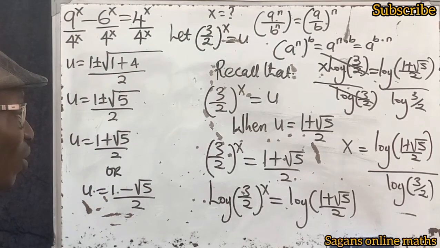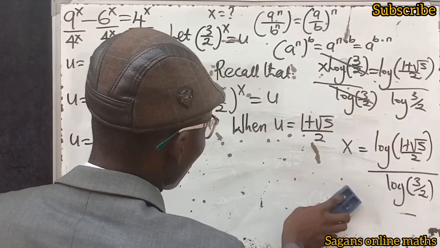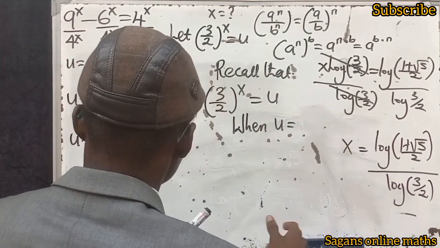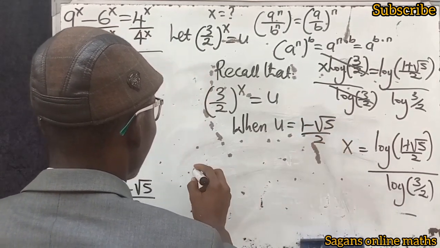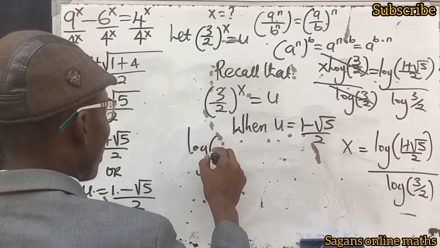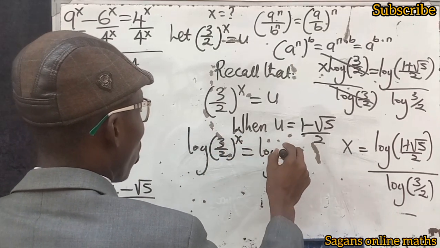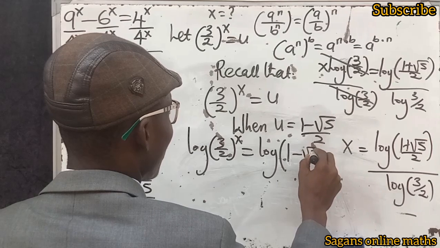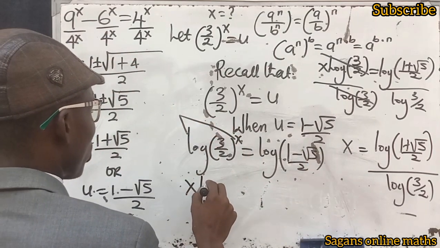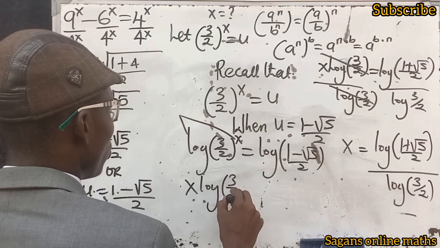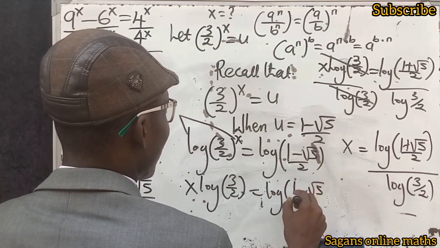Okay, now let's see when u is equal to (1 - √5)/2. That means that it becomes log of (3/2)^x is equal to log of (1 - √5)/2. This power will go back here, so it becomes s log of 3/2 is equal to log of (1 - √5)/2.